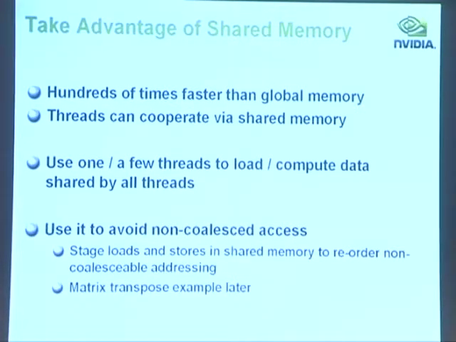You can use it, this is the example that's in the transpose example. You can use shared memory to avoid non-coalesced accesses. So you can use it as sort of a staging area between loads and stores. Even if you're not sharing the data, if the load or store wouldn't have been coalescible, sometimes you can read linear addresses into shared memory so it's coalesced, and then do the non-linear accessing from shared memory so that you don't pay the cost of a non-coalesced load or store.